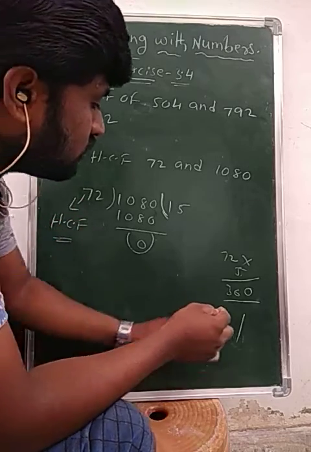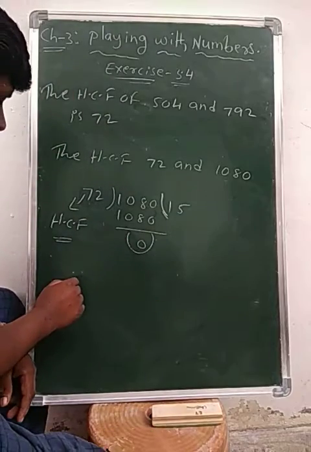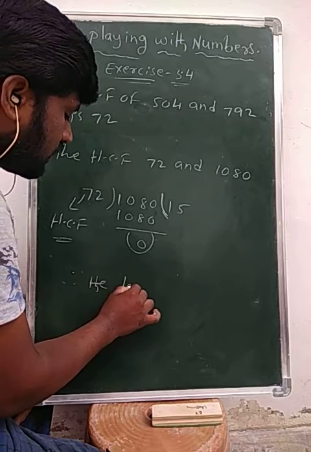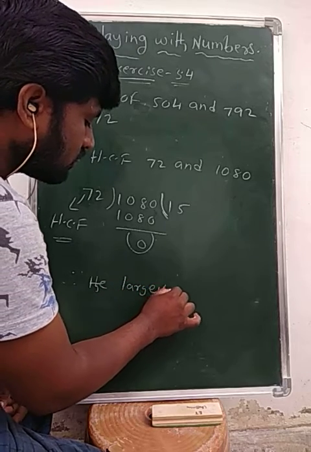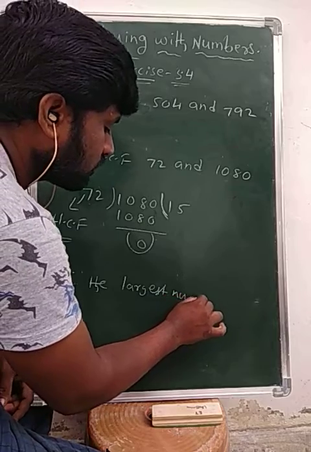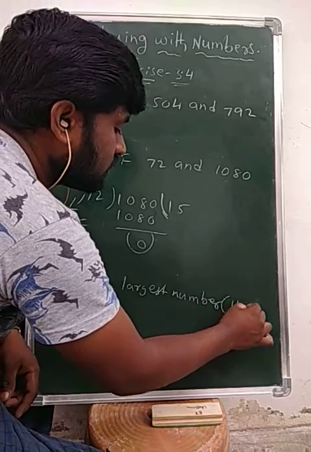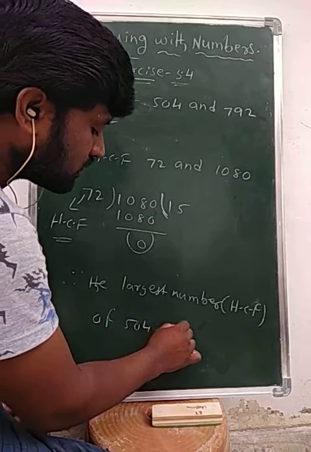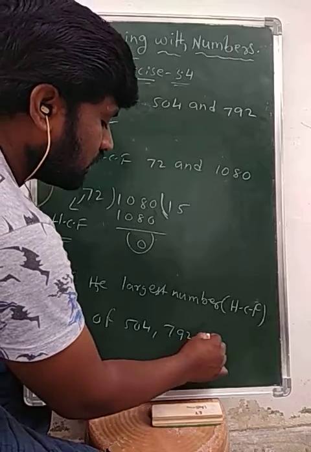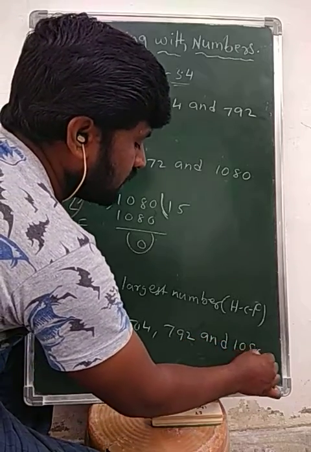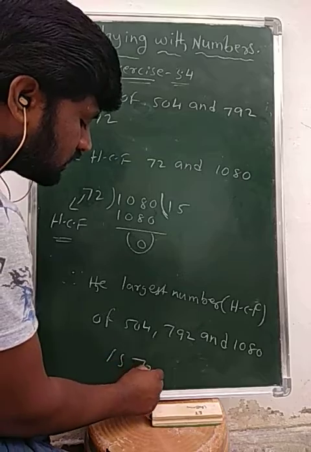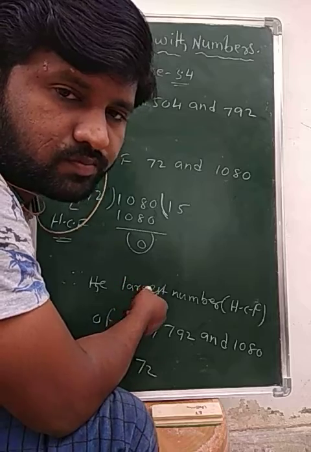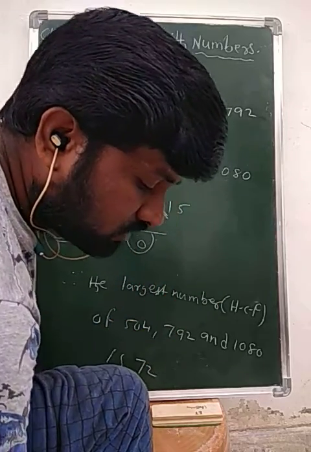Therefore, the largest number, that is the HCF, highest common factor, of 504, 792 and 1080 is 72. So this is the required answer for this question. Now in the same manner, see one more question.